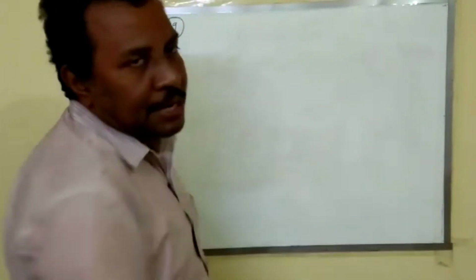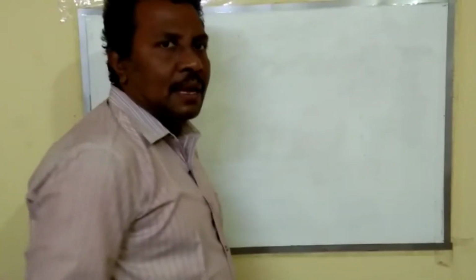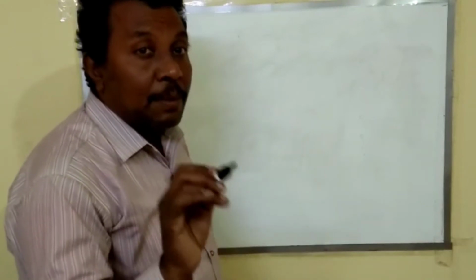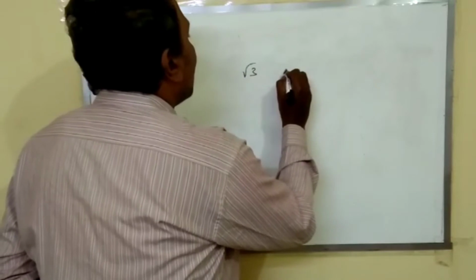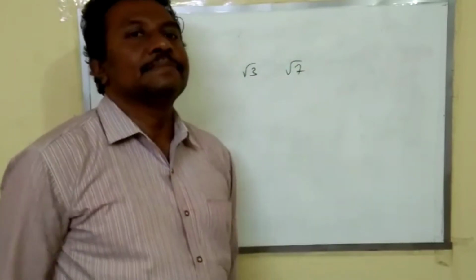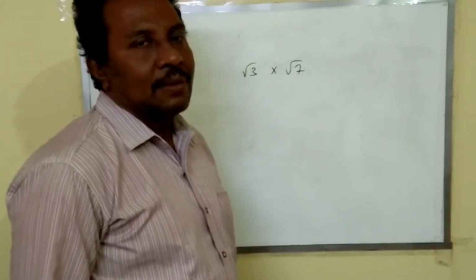So, addition and subtraction of like surds. Again, multiplication. Multiplication of unlike surds is possible, provided their order is equal. For example, root 3 and root 7 cannot be added, but they can be multiplied.